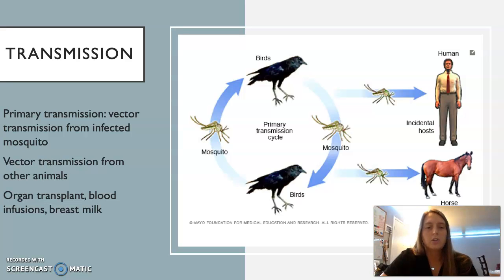People can also get it from person to person through an organ transplant, blood infusions, or even breast milk. On WHO's website, they said there was only one known case of it transmitting from mother to child during birth, so that really isn't prevalent. It's mainly just the blood infusions, breast milk, and the organ transplants, which they should be screening for viruses anyway.